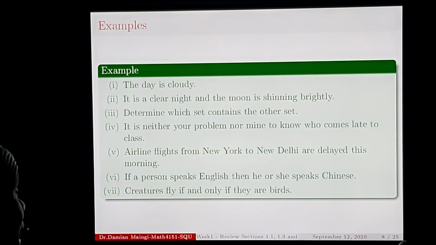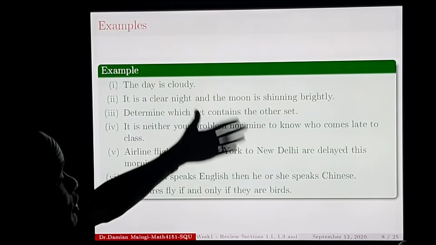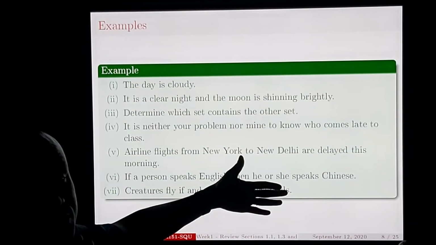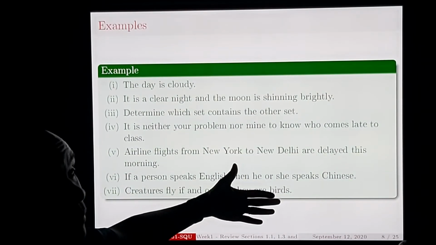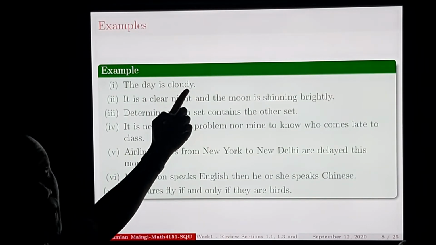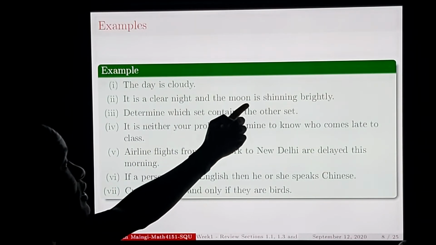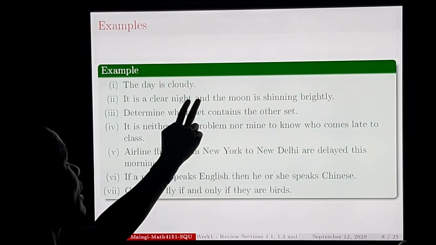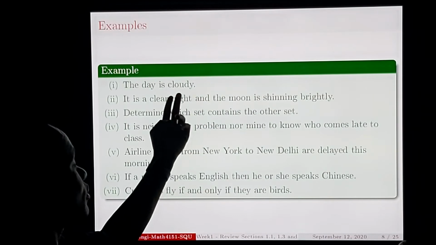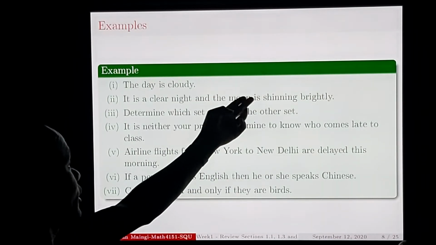Okay? Fine. Then I gave you this example, which we talked about. We say that the day is cloudy. The question here is, determine which of the following are statements and identify the connectors or the logic operator. So 1, the day is cloudy. It's just a simple statement, so there's no connector, nothing. Next, it is a clear night and the moon is shining brightly. Well, you can see this is a conjunction. It's a statement joined with a conjunction, P and Q.